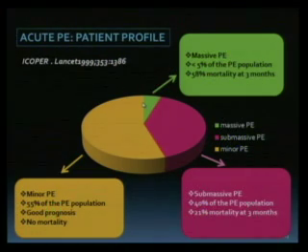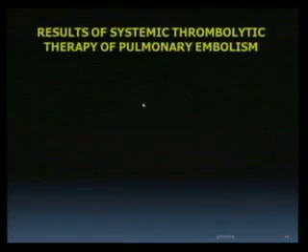And therefore, the management should be dependent on risk stratification. And your risk stratification is dependent on two things: analysis of your systemic circulation, and at the same time, analysis of your RV hemodynamics. And you can form your subsets: minor, submassive, and massive pulmonary embolism.